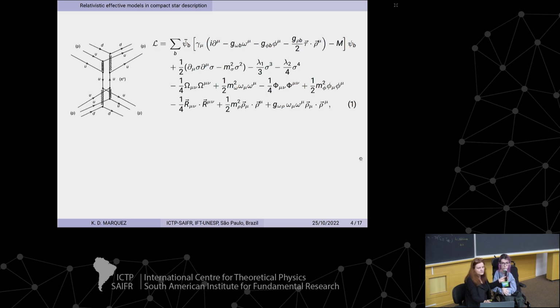And we can have other kinds of mediators, mesons mediating. For example, a strange meson that will only affect particles that carry strangeness, which is the hyperons that have a strange quark inside them, and the isovector meson that differentiates the baryons by the isospin. Well, here I have only an example of the model we can use.